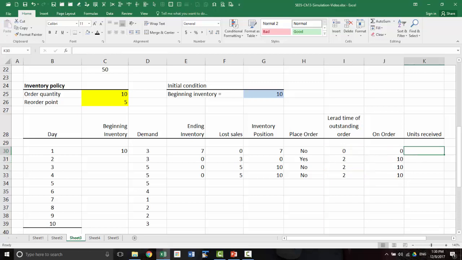Now units received, that's where the crux of the complexity comes from. This is the reason why we have to go through these complex modeling.